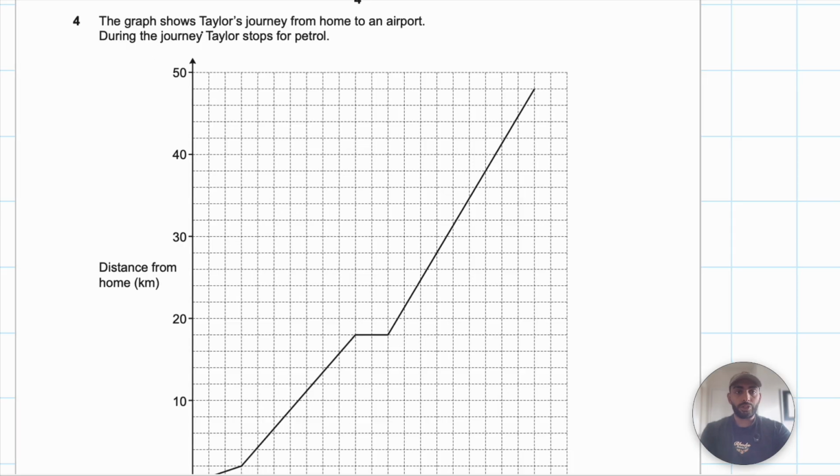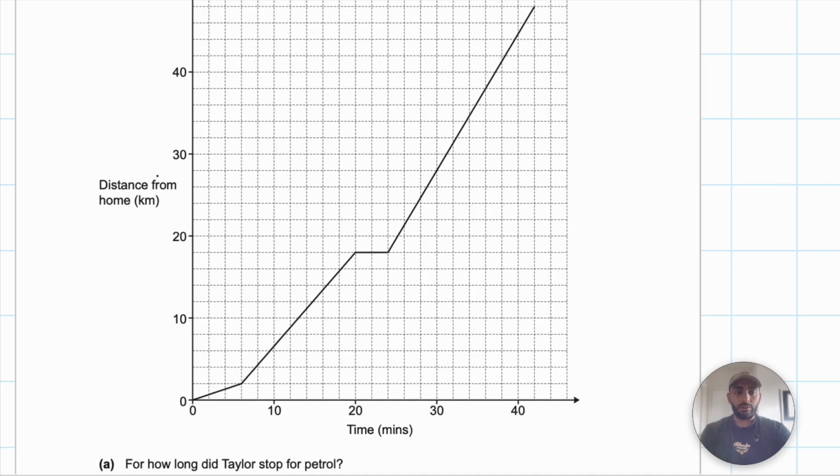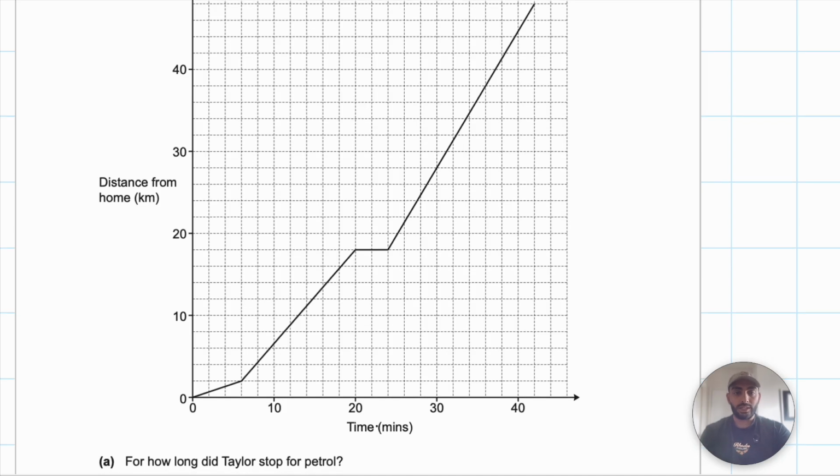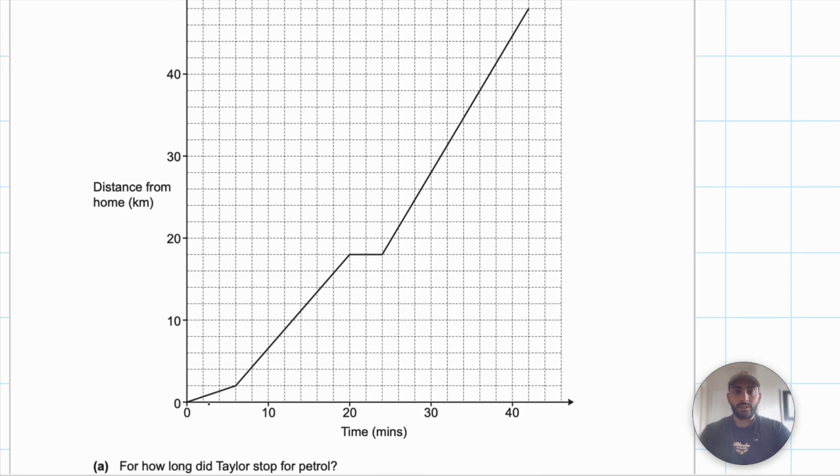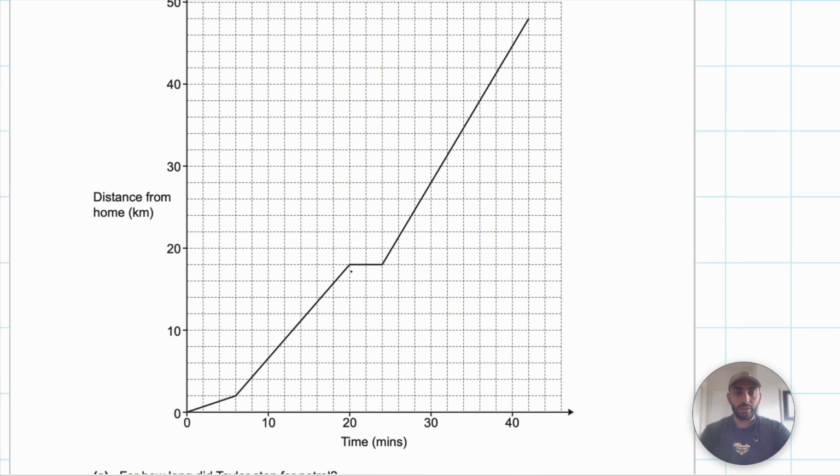Question 4. The graph shows Taylor's journey from home to an airport. During the journey, Taylor stops for petrol. This is a distance time graph because I've got distance on my y-axis and time on my x-axis. For how long did Taylor stop for petrol? When can we see Taylor stops? At the start of the journey, he's moving, and at this point he stops because the distance that he's away from home doesn't change. So it's at 20 minutes when he stops.